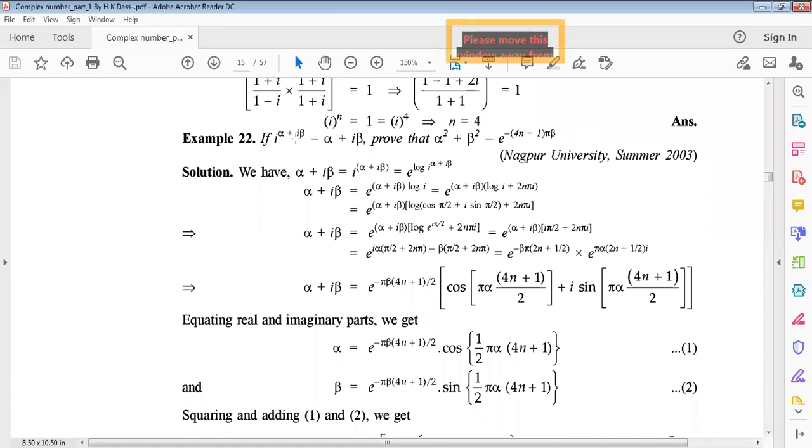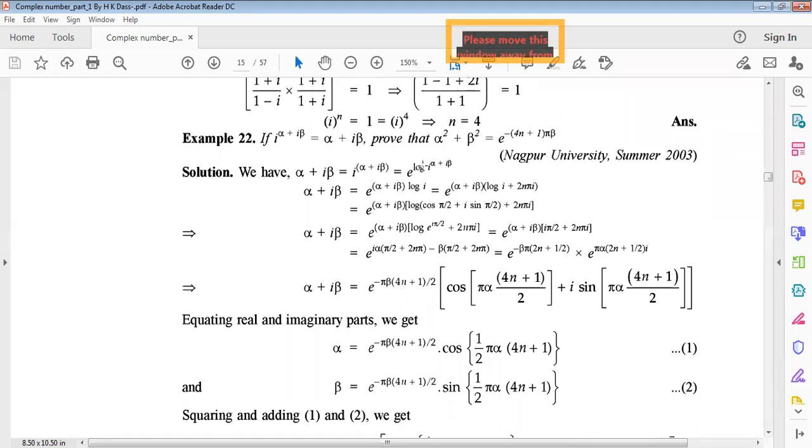If i to the power alpha plus i beta equals alpha plus i beta, then prove that alpha square plus beta square equals e to the power minus (4n plus 1) pi beta. Now we are given alpha plus i beta equals i to the power alpha plus i beta. This is the given condition. So i to the power alpha plus i beta can be written as e to the power log i to the power alpha plus i beta. By the properties of logarithm, e log means this.